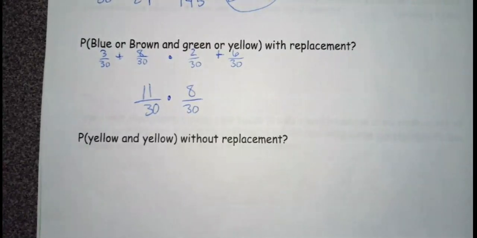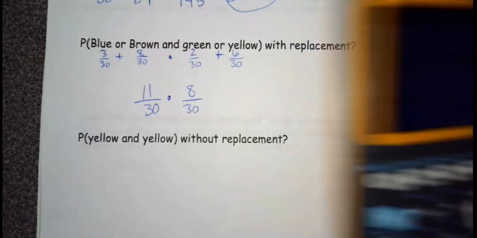So here's the deal. For this one, you're only having 2 events. The first event is, am I going to get a blue or a brown one out? And then the second one is, am I going to get a green or a yellow one out? So you're only digging into the bag twice.